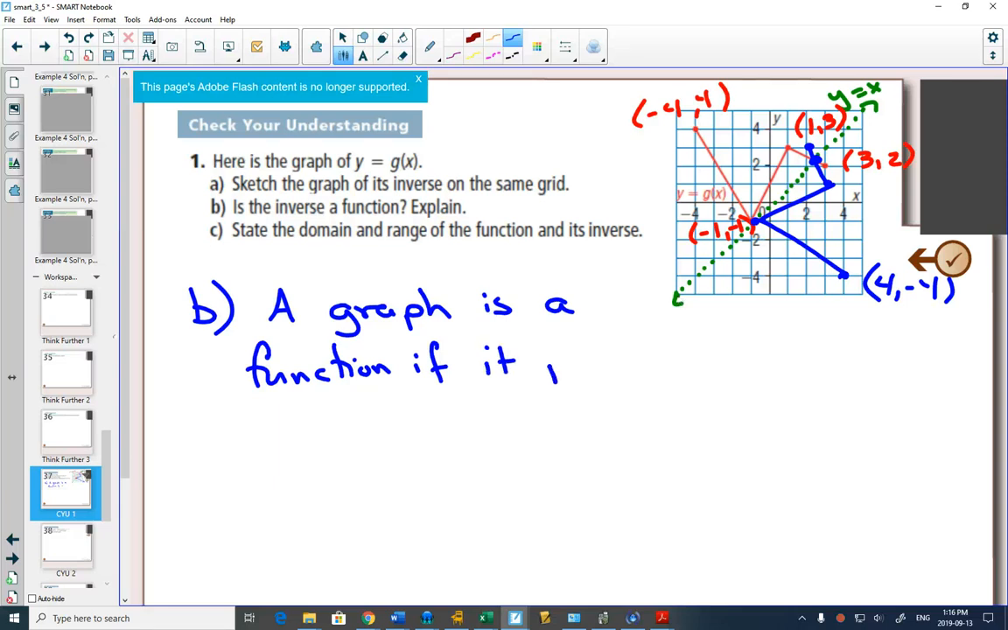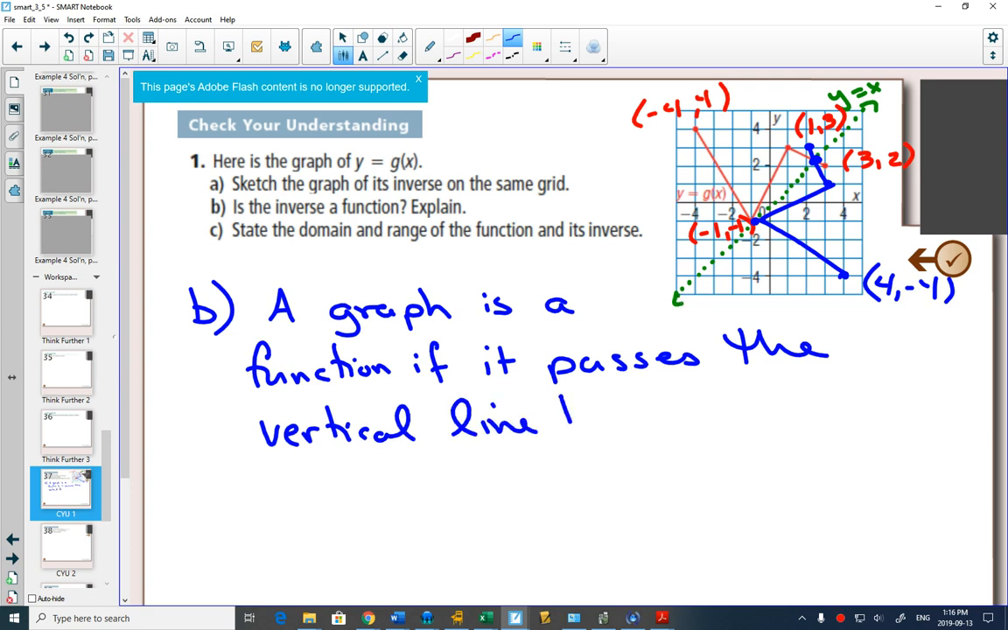When I write it, does it pass the vertical line test? How many people have heard of the vertical line test? Few. So maybe not everybody's seen this. That's okay. What the vertical line test says is draw a vertical line.